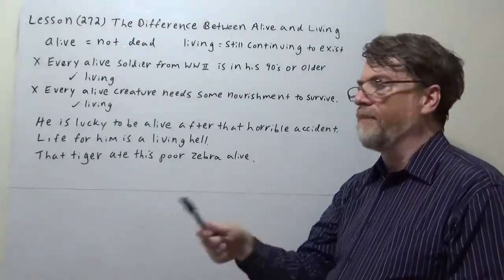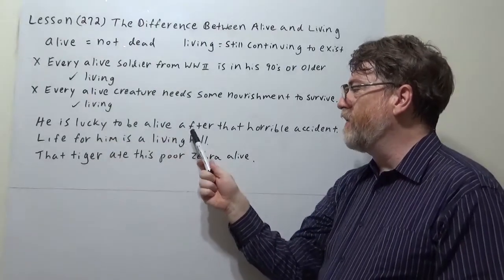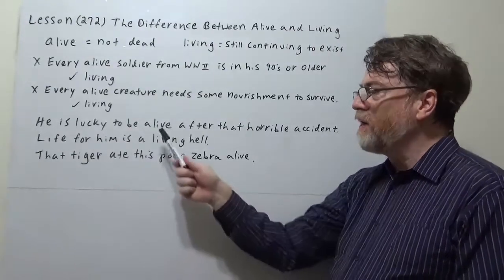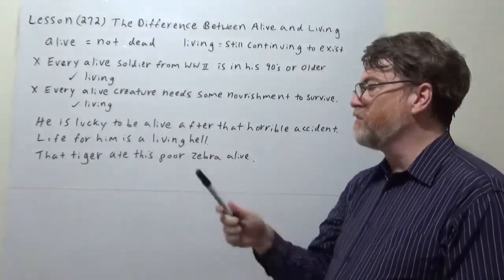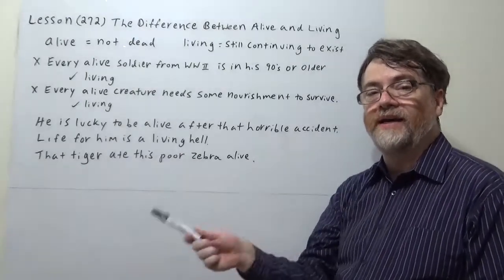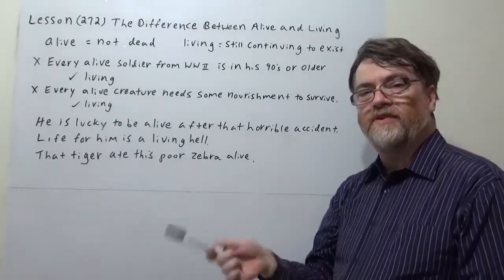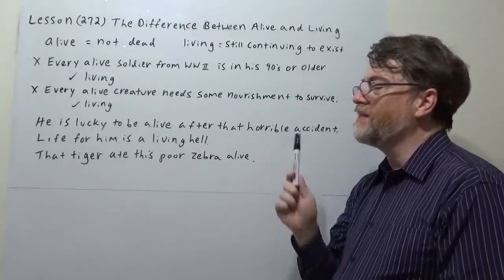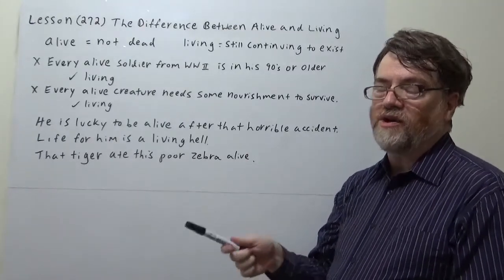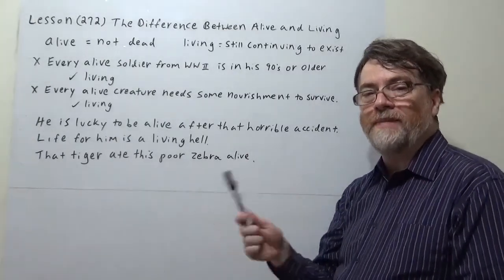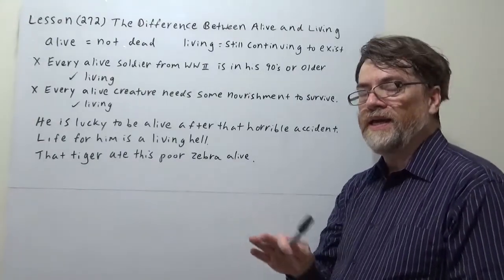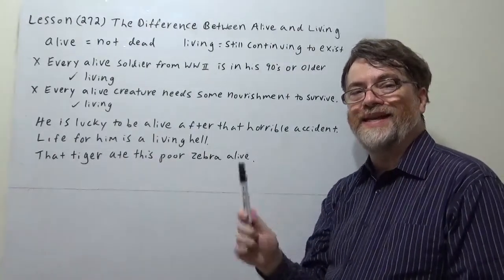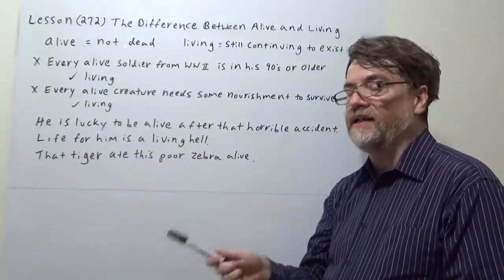Alright, let's look at this example. He is lucky to be alive after that horrible accident. Okay, this one I prefer alive a little bit more because we really want to emphasize that you're lucky that you're not dead. But this is one where you could have a little bit of an overlap. Could you get away with he is lucky to be living after that horrible accident? Maybe. Because you could almost think of it as still existing, maybe. So there is a little bit of an overlap where either one might be okay. But I still like alive better, because I think you want to emphasize not dead, that accident didn't kill him.